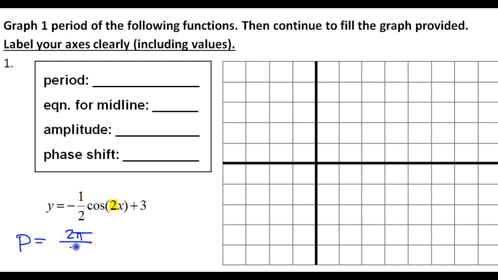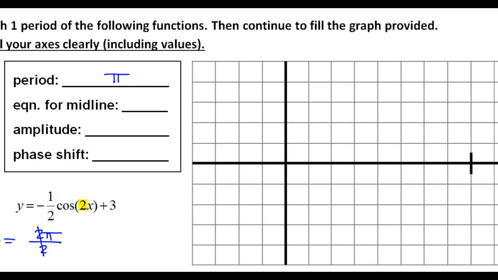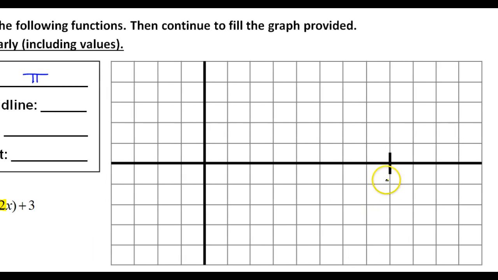So that means 2 pi over 2. Of course, the 2's cancel out. That means the period is pi. Now, what do I do with that? I like to put the period right here. Alright, so the period is pi.